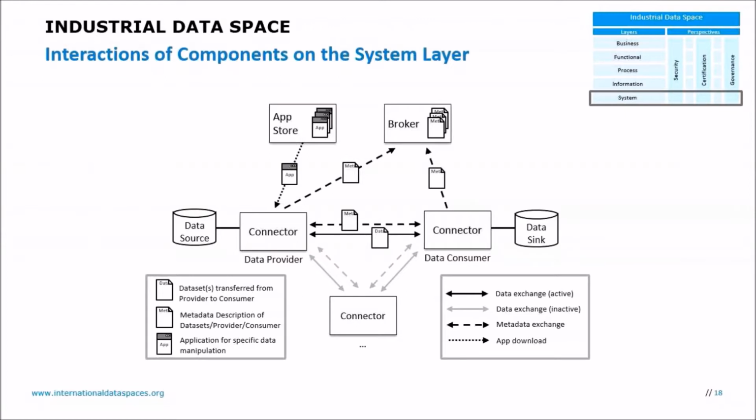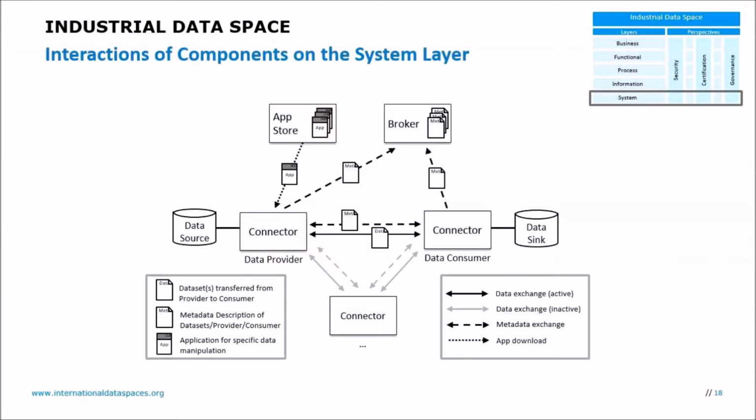And then we have the interactions on the system layer. Once again, in the reference architecture they are described on a rather abstract level, just to be vendor and technology independent. There are different implementations of these connectors. As you can see here, in the ecosystem there are a couple of connectors, and you can compare it with web browsers on the internet. There are different web browsers, different companies behind these web browsers, and the same is the case for the connectors in the industrial data space.